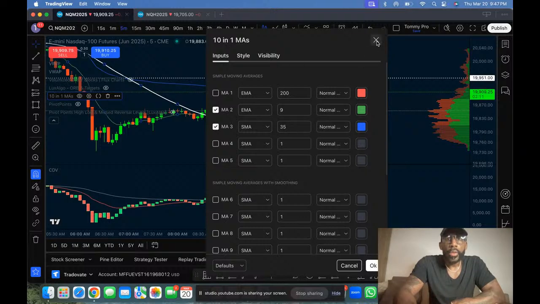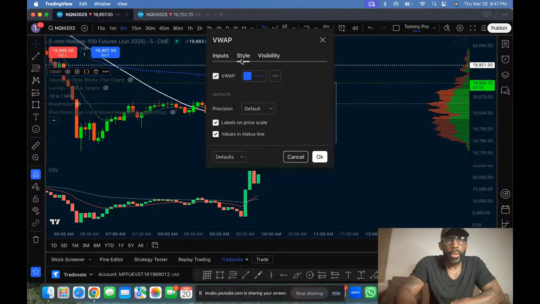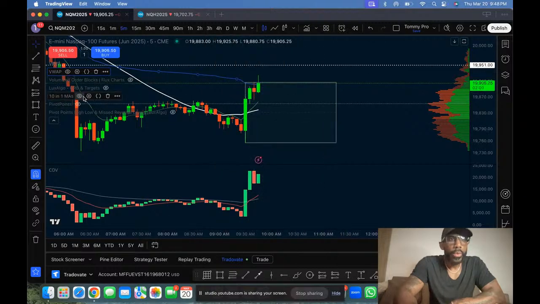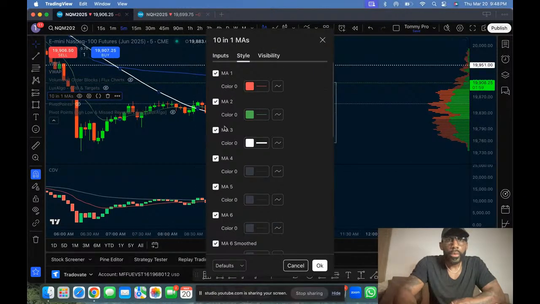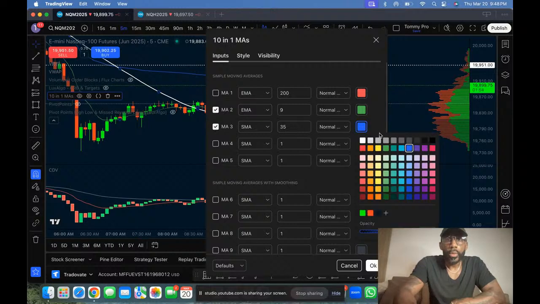Okay. So let me make sure, did I switch the colors on my VWAP? I thought no, VWAP is blue. So why is this still showing that it's blue? Why is this blue then?